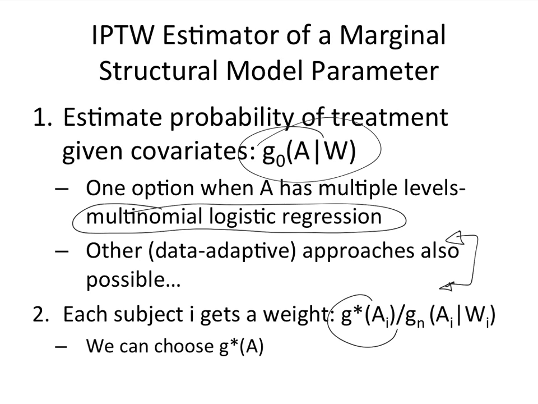Again, we haven't discussed what that G star is yet. It's going to start out the same as it was in the previous lecture, just the marginal probability of different levels of A. So either the probability A is 1 or the probability A is 2, et cetera, depending on what A you got, divided by this estimated propensity score, the probability of getting the treatment A you observed given W.